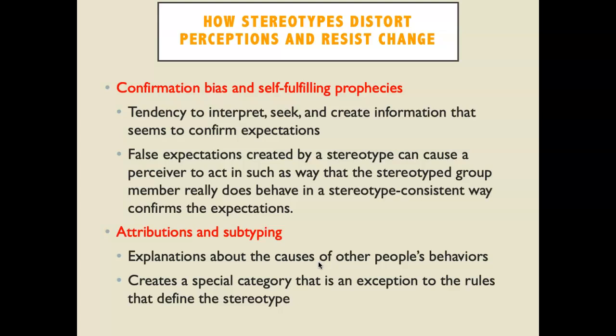Subtyping is a very problematic thing, because with subtyping we're creating a special category. When we see a person who clearly does not fit the stereotype, rather than learning and weakening our stereotype of the group, what we might do is create another category, a subtype, that accounts for the exception to the rule so that the stereotype doesn't get touched. So think of some of the common ones: he's an exception. The suburban blacks are not the same as blacks in general, and so on. That kind of thing.